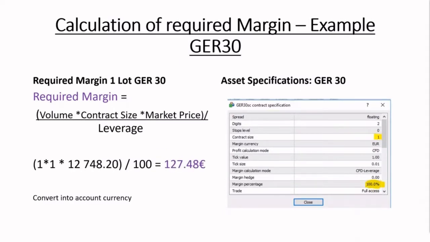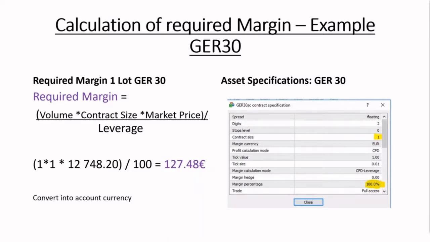Let's make the same calculation on another instrument. Let's take Germany 30. In the specification, you can see that the contract size of Germany 30 is only 1. So for a one lot Germany 30 position, we need a margin of 127.48 euros. Yes, this result is in euros.